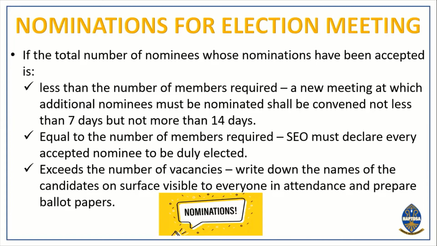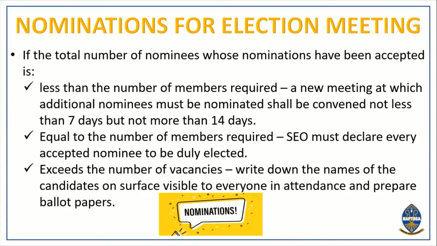That's the same if it's an educator rep. Maybe you're entitled to 3 educator reps and only one has been nominated at the election meeting. Then they've got to reconvene and allow a period for additional nominations to be made. If it's equal to the vacancies, so you're entitled to 5 parent reps and 5 nominations have been received, the school electoral officer will then declare every accepted nominee duly elected. Then you don't need to go into a voting process.